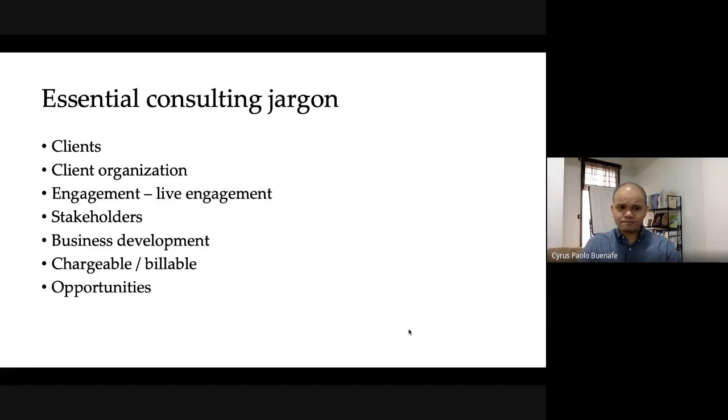Stakeholders, well, obviously a client is a stakeholder, but the stakeholder group is not only limited to your clients or to the organization itself. It could be other people, it could even be your own consulting company. It can be the customers of your clients. It can be the vendors of your clients.